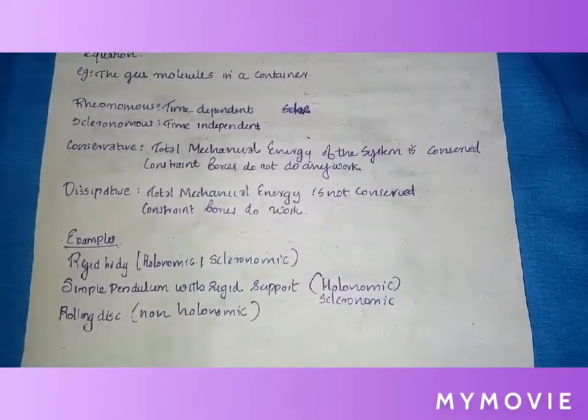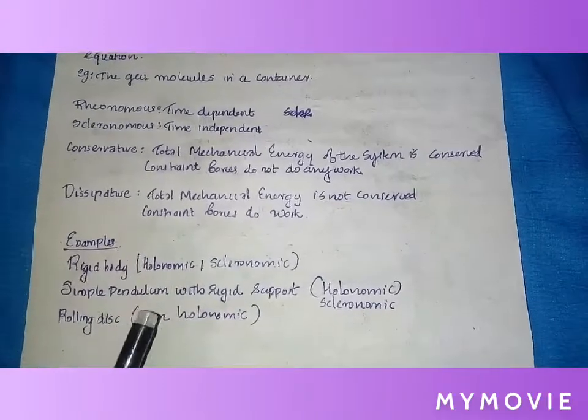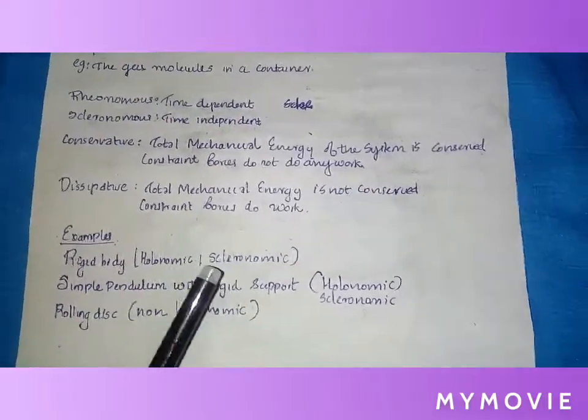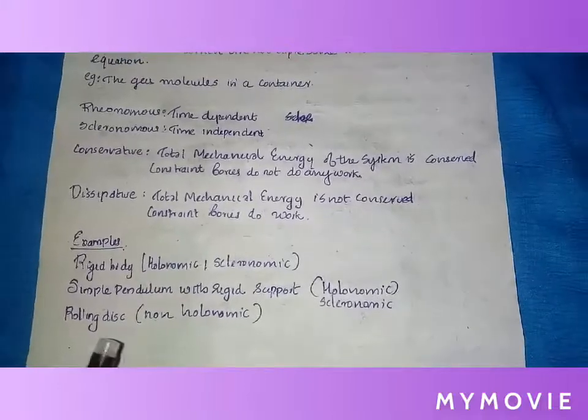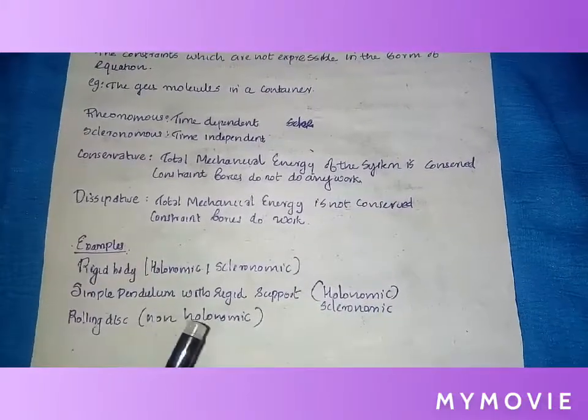Examples: a rigid body is a holonomic and scleronomic constraint. A simple pendulum with a rigid support is holonomic and scleronomic. A rolling disc is non-holonomic.